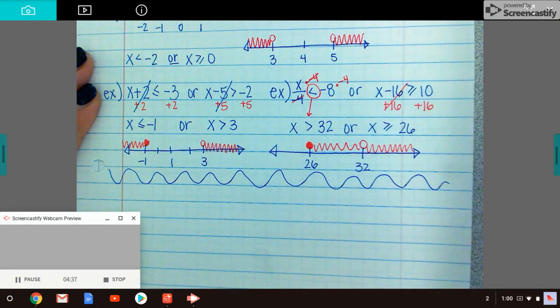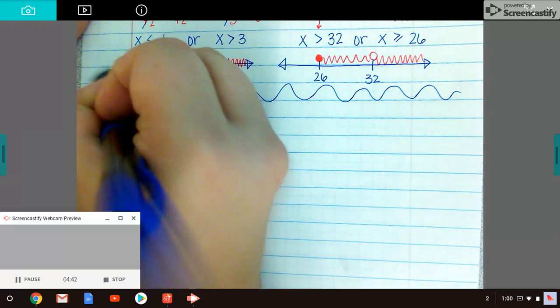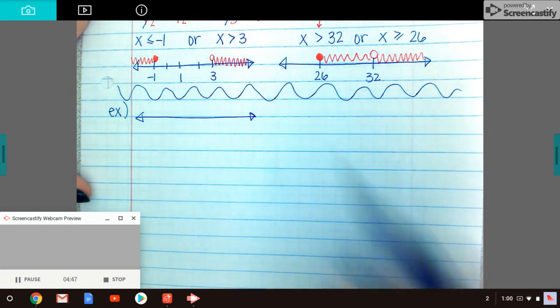Now let's do our statements that include and. So here's one of those. I'm going to start off again with the graph, and then we'll talk about what it looks like and go backwards to get our inequality.